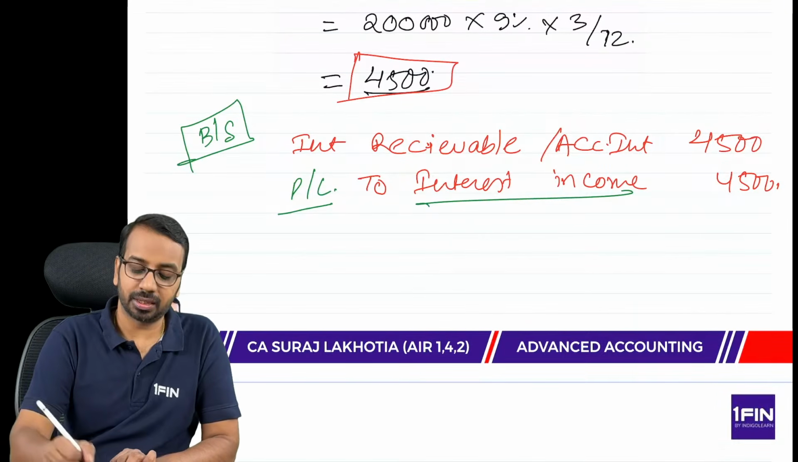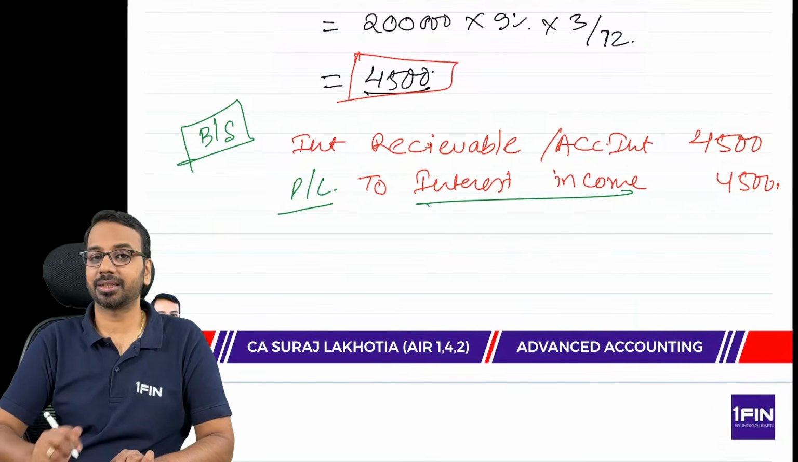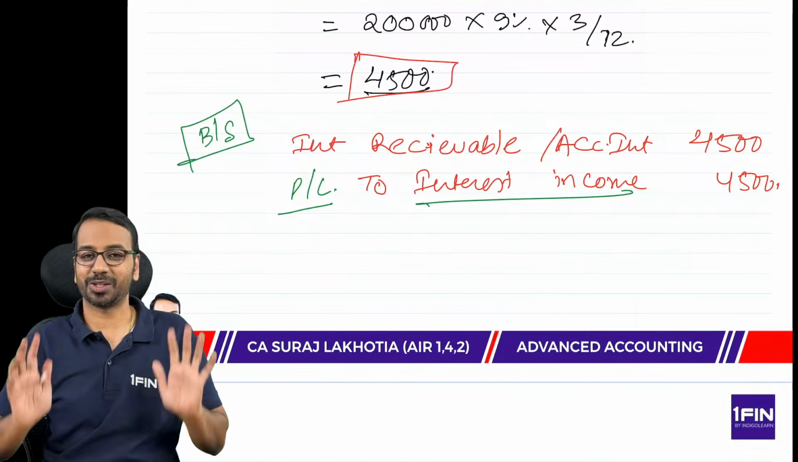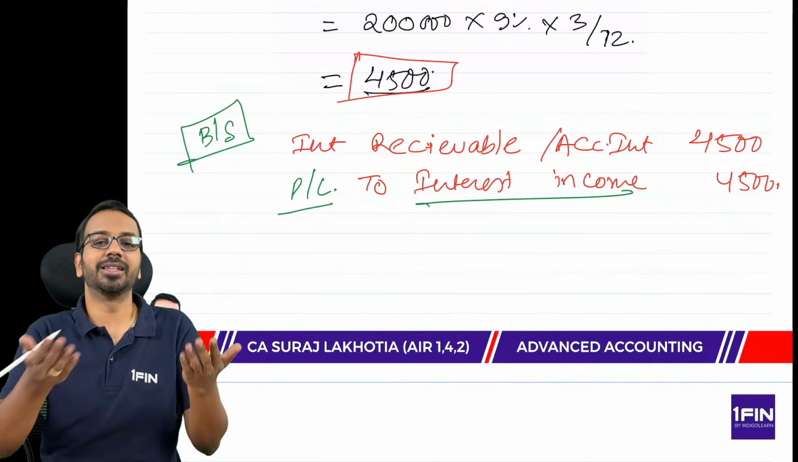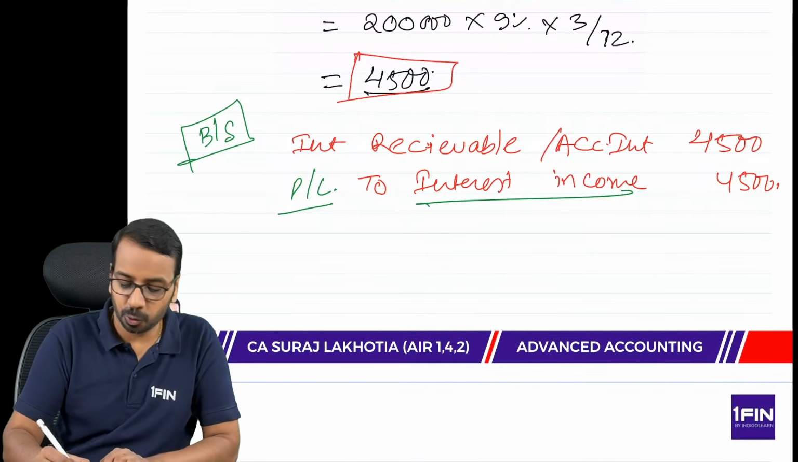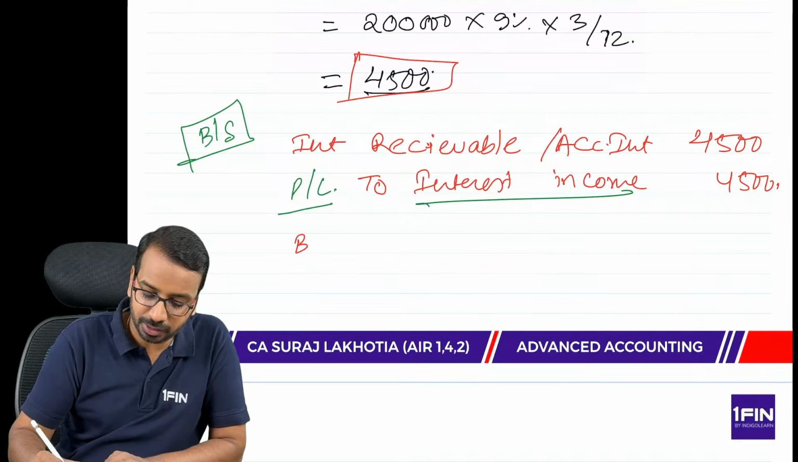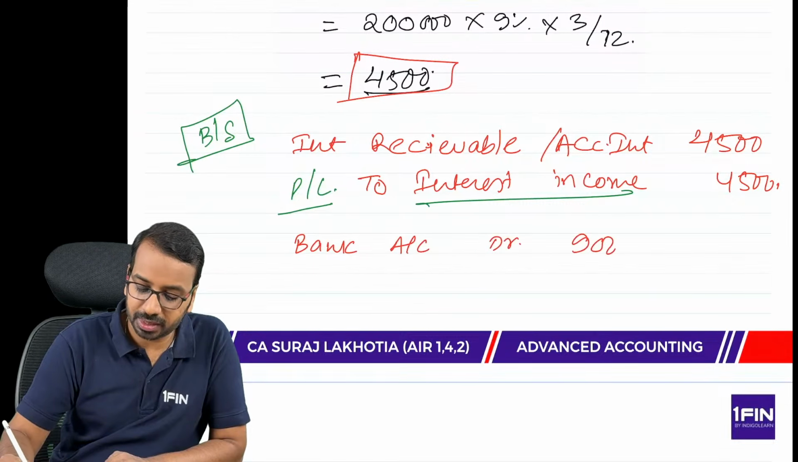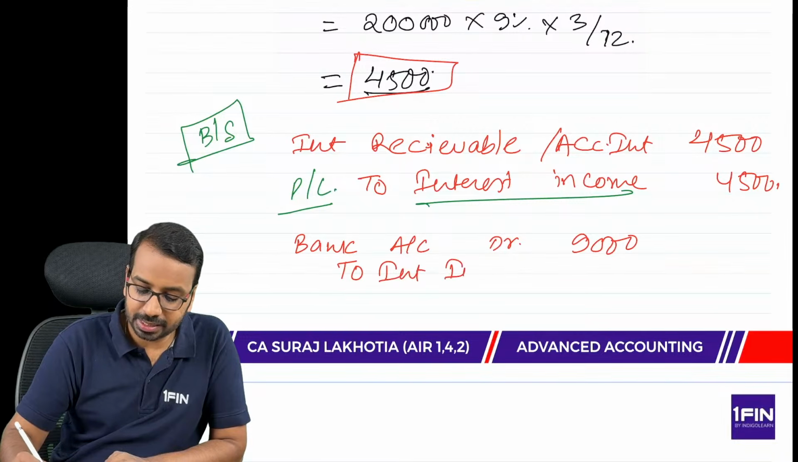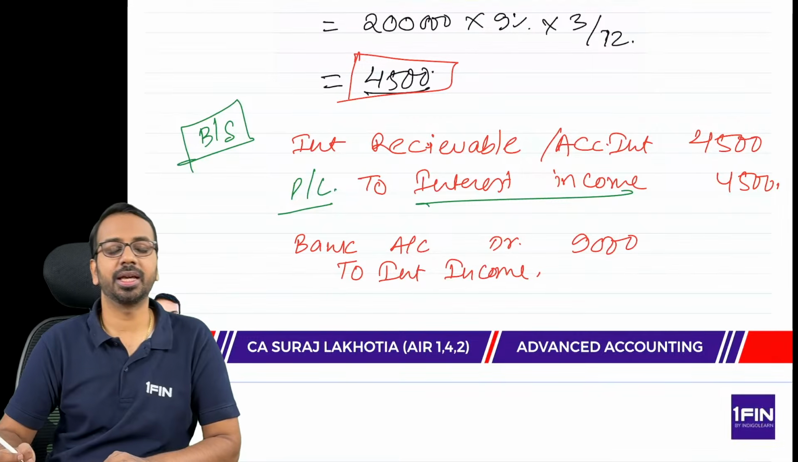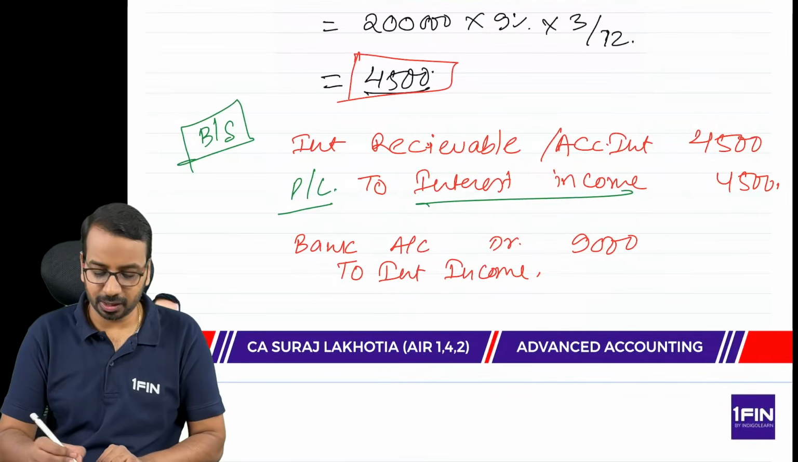Subsequently, on 30th of June, we will receive the interest for how many months? For 6 months. What will be the 6 months interest? If 3 months is 4,500, 6 months interest is 9,000. So, we will receive in the bank account debit 9,000 to interest income. Now tell me, how much should I record as interest income?